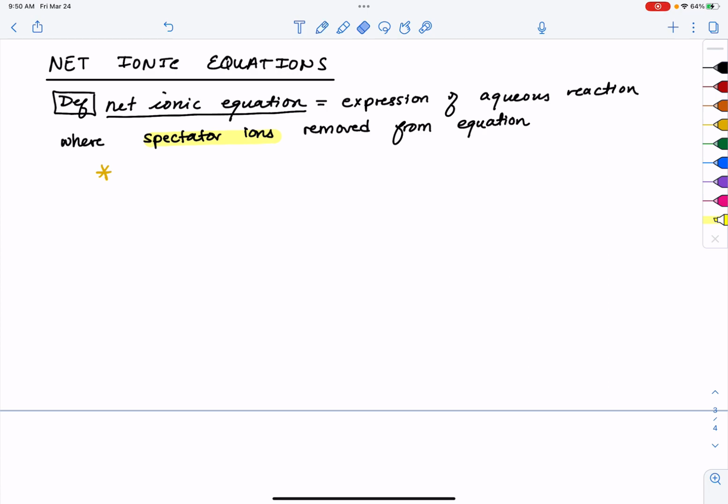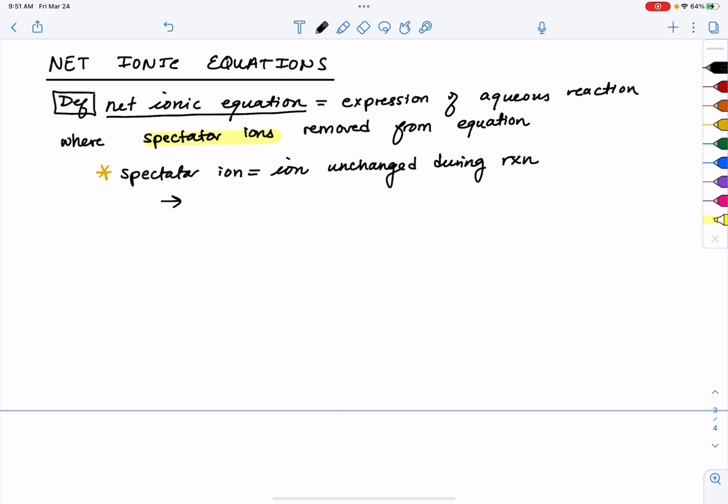A spectator ion is simply an ion that was unchanged during the reaction. And I like to think of these as ions that are not involved in the interesting chemical change that occurred.